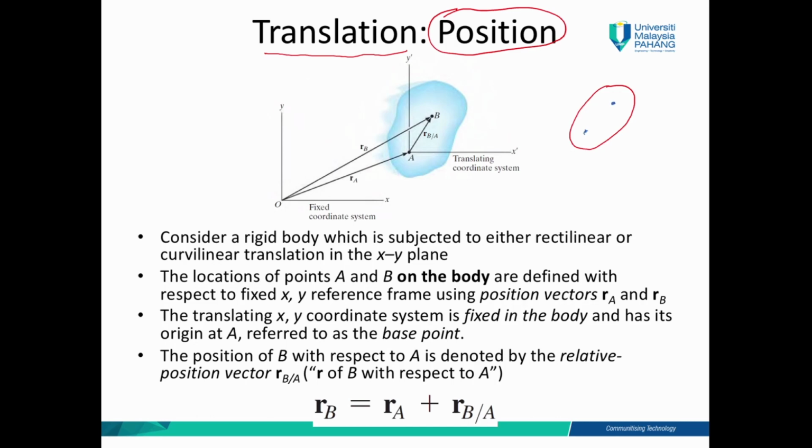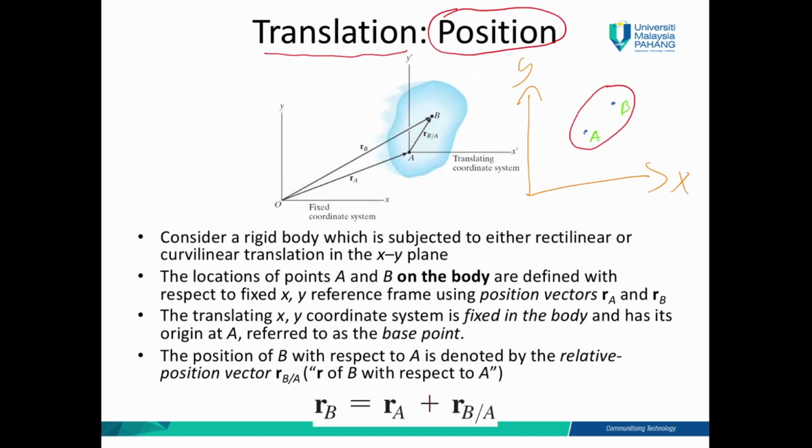Let's say we define the position of point A and point B. So this is A and this is B. We define its position using a position vector. And of course, if you want to have a vector, you have to have your fixed reference frame, right? So let's say we put our reference frame here, y and x, and then our position.